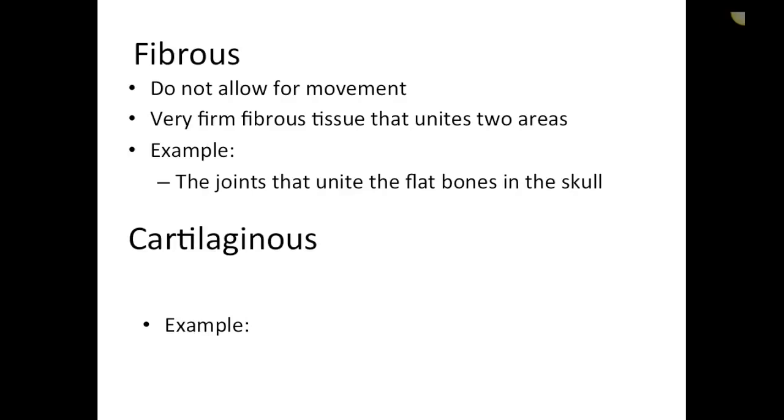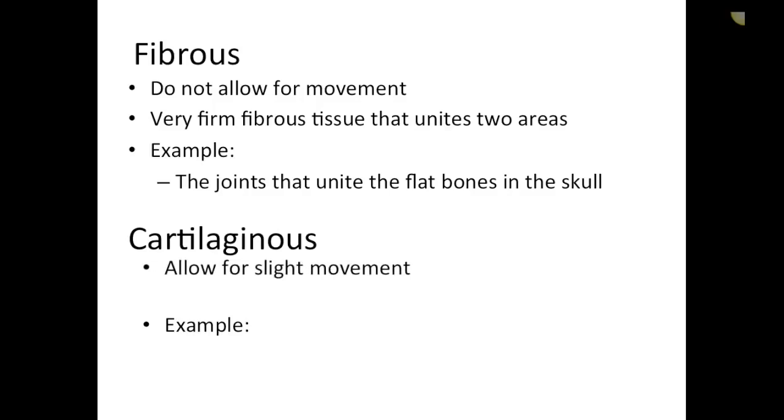The examples are the joints that unite the flat bones in the skull, and there are little sutures between them that unite these bones and keep them solid. They do not move. There have been studies to prove that they do not move. There is a theory of thought that they do move slightly, but so far it's been unproven, and that's to do with another medical area. Also, a fibrous joint example are the splint bones. They are attached to the cannon bone with a fibrous joint.